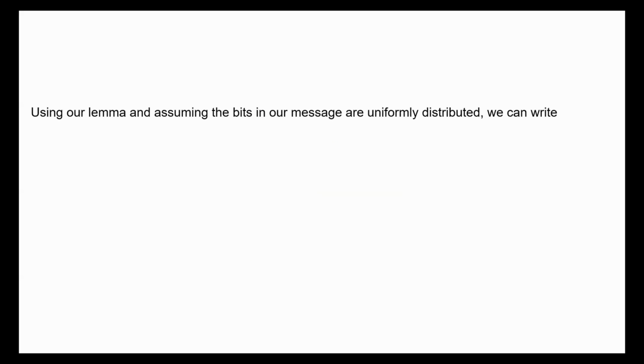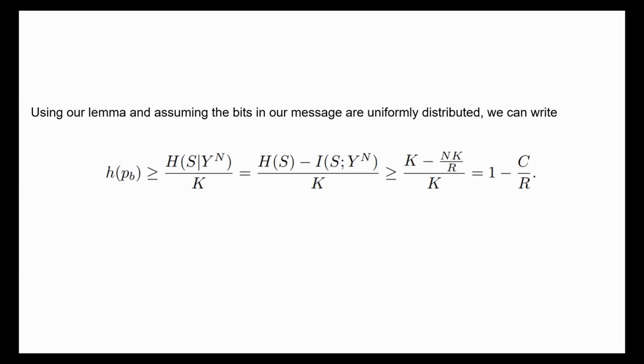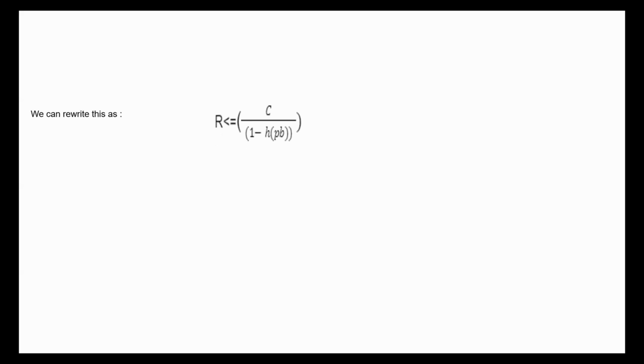Using our lemma and assuming the bits in our message are uniformly distributed, we can write H of PB is greater than or equal to H of S given Yn by K, which is equal to H of S minus the mutual information of S and Yn, as proved in the previous slide, by K, which should be greater than or equal to K minus NK by R by K, which is also proved in the previous slide, which is equal to 1 minus C by R. Now we can rewrite this whole thing as R is less than or equal to C by 1 minus H of PB. Hence proved that R of PB is the maximum achievable rate for this channel.